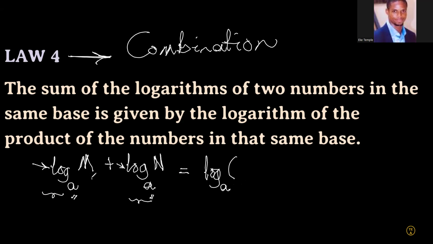The first argument, m, must be multiplied by the second argument, n. The combination is completed here. This is the combination. So we have the product of the two arguments with a single logarithm to the same base to which the initial writing has been done. Let's take on the next law.